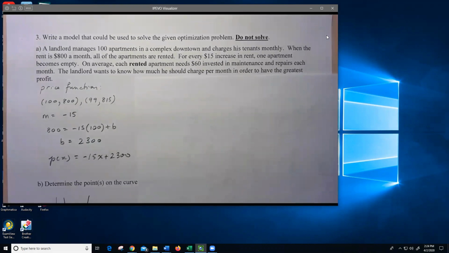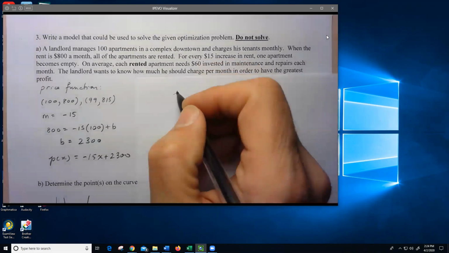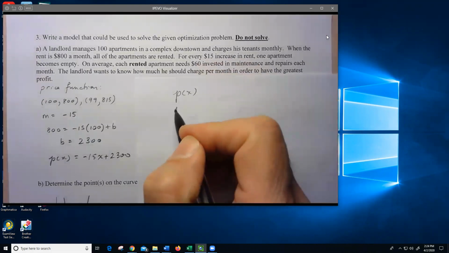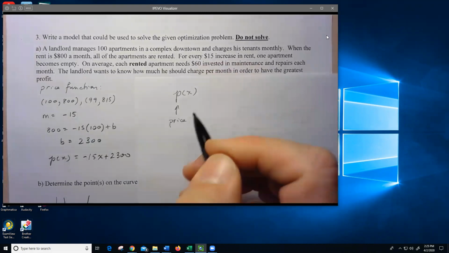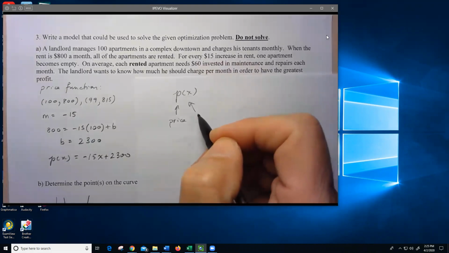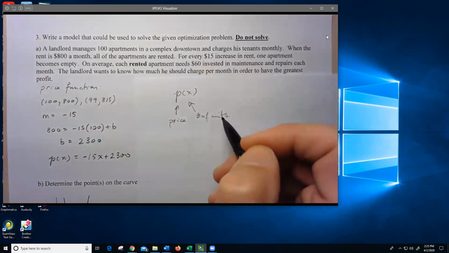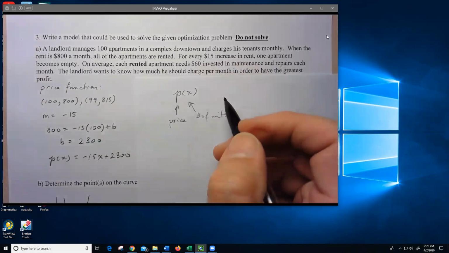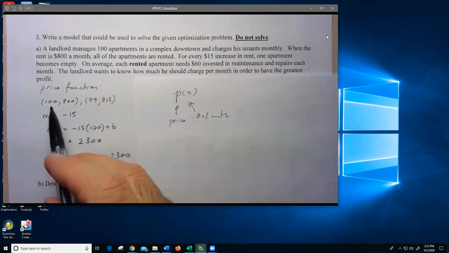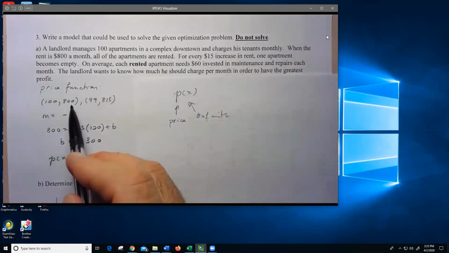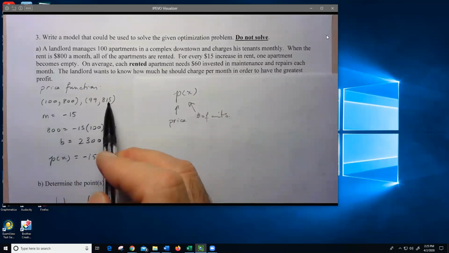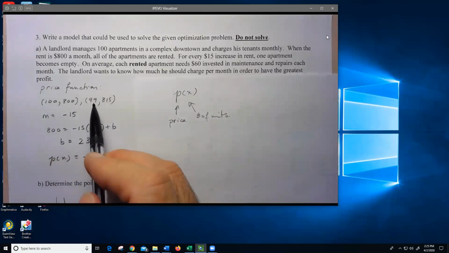So I just want to introduce you to that. And the idea is to find the price function. Okay, now remember what the price function is. This represents the price, so the cost of the unit with respect to the number of units being sold, or in this case here, being rented out. So the X value is the number of units and the Y value is the price. And what they tell us is that when I increase the price by $15, the number of units goes down by 1.